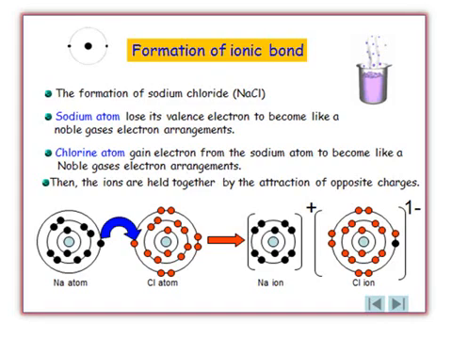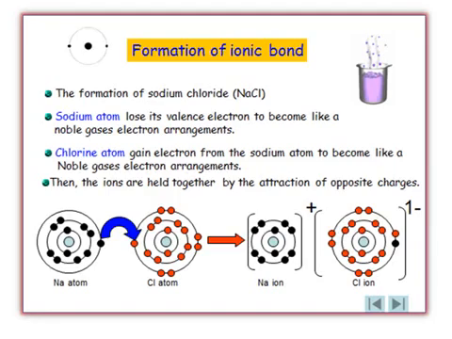Formation of ionic bond can further be understood by taking more examples. So, we will see the examples in the slides which are going to come up. So, let us revise the ionic compound. The formation of sodium chloride, that is NaCl.